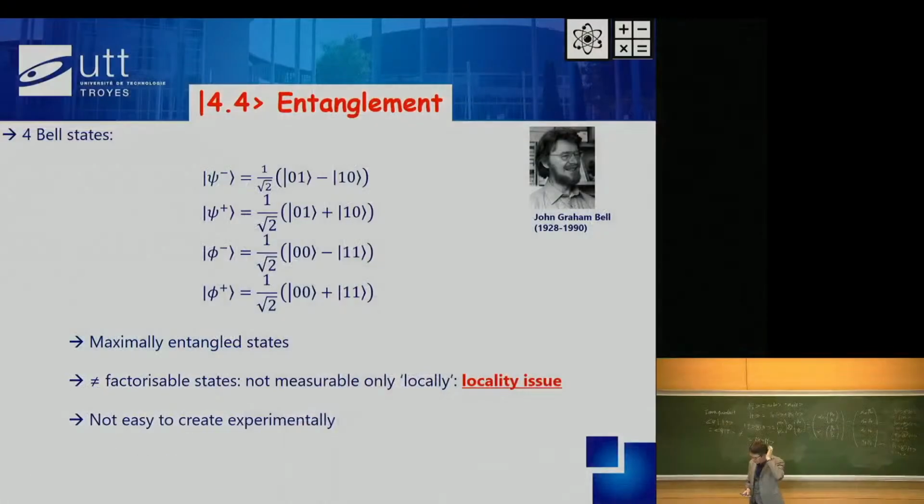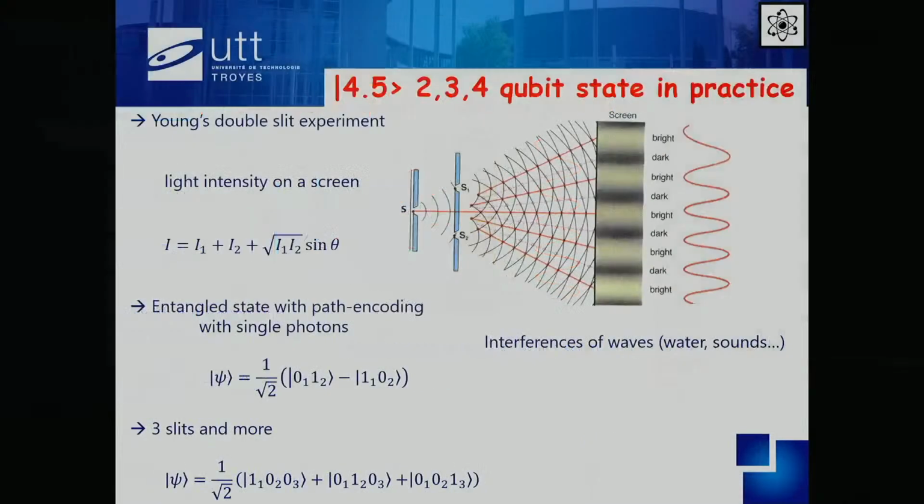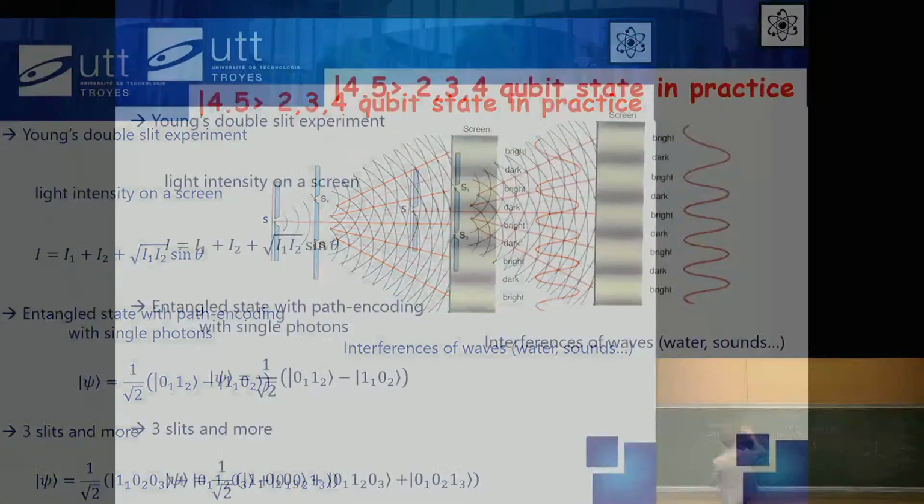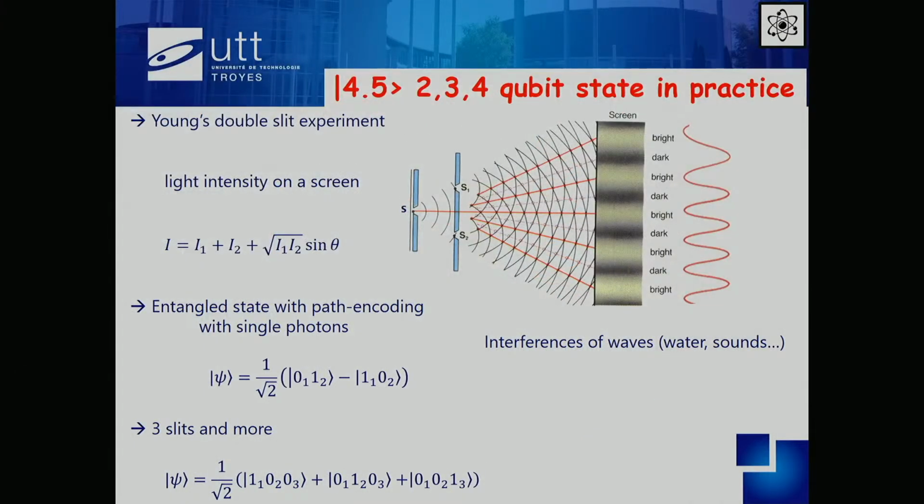So let me show you now how we can, in practice, make a qubit state, and how we can also see how this qubit state can be seen as an entangled state. For that, let's go back to some physics. So let me erase all of this.